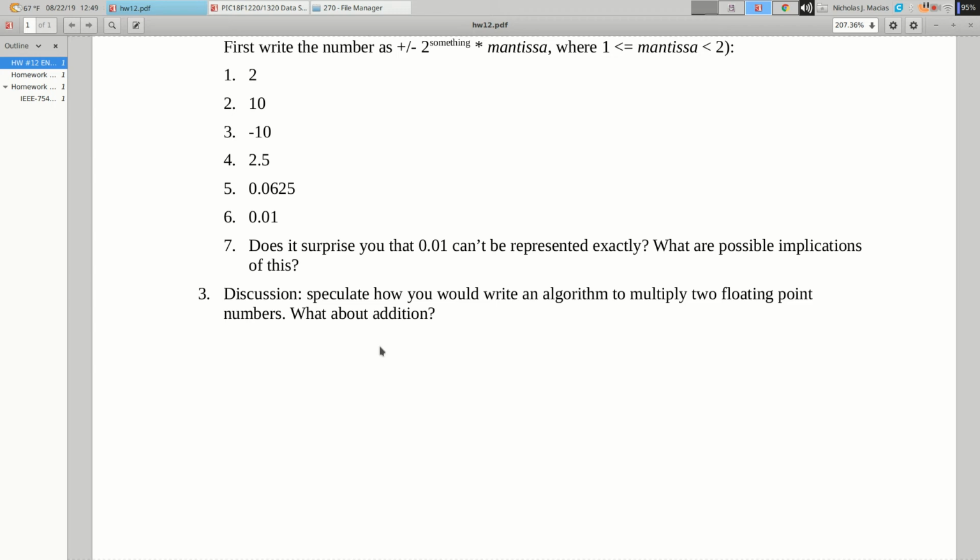If you want to build a circuit to do floating point multiplication, that's a beast. Imagine trying to build a circuit like in a 250 lab that does all of those steps we just talked about. Yeah, it's pretty crazy.